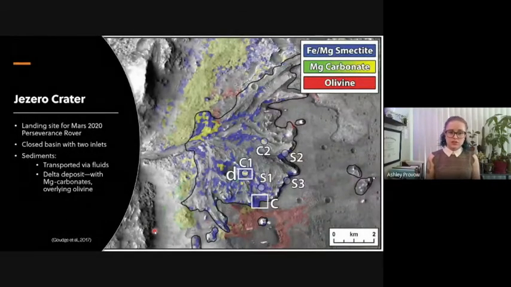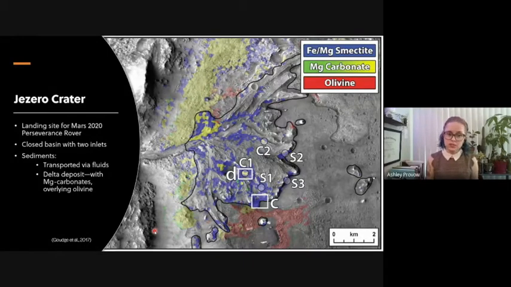So as the title suggests, the minerals that I am working with are relevant to Jezero crater, which is the landing site for the Mars 2020 Perseverance rover. It's thought that this crater used to be a closed basin with at least 2 inlets that produced features that look suspiciously like deltas.